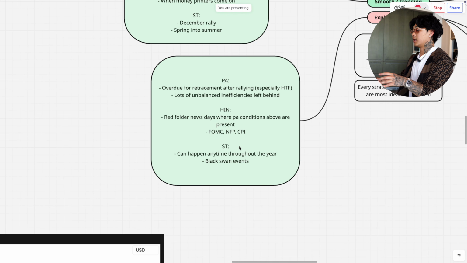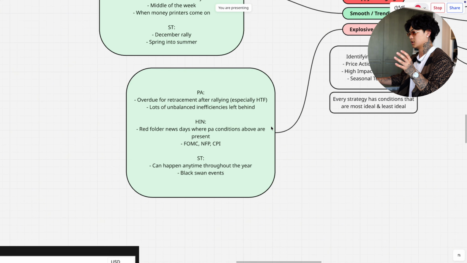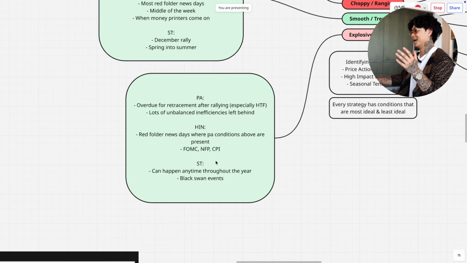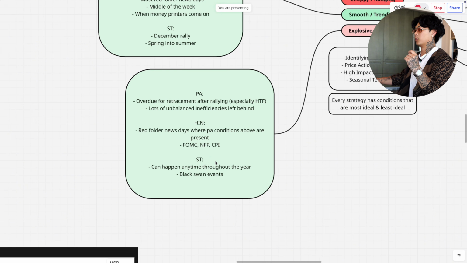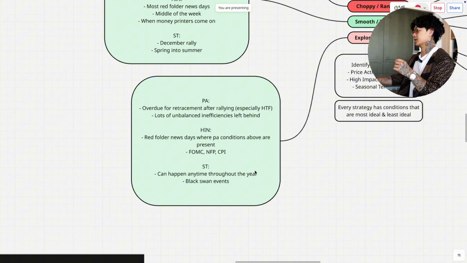Other than that, this usually happens on high impact news days, red folder news days, where price action conditions above are present, and we also have either FOMC, NFP, CPI, any news event with 2-stage delivery. And in terms of seasonal tendencies, this could really happen at any time. It's more based around the technicals, but whenever we have a black swan event or just something very unexpected and the market crashes, this can also cause this as well.